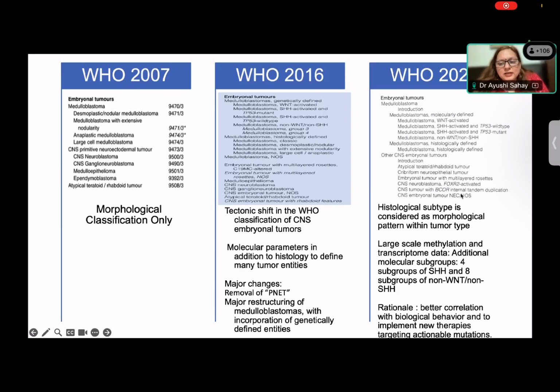Now, when do we call NEC and NOS has also been defined. NOS is when no genetic testing has been done. So if there is no testing and you're not sure what it is, you can call it a CNS embryonal tumor NOS. And NEC is when even after all sorts of genetic testing has been done, you're not able to fit it into any of the categories, it becomes not elsewhere classified, NEC. So this new classification has been introduced, which is currently being used for embryonal tumors of the CNS.